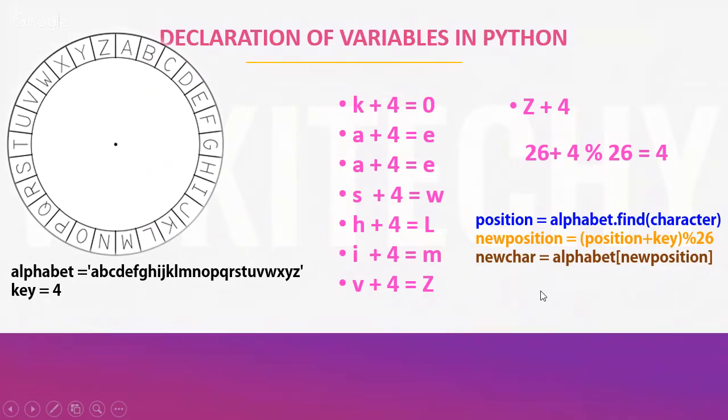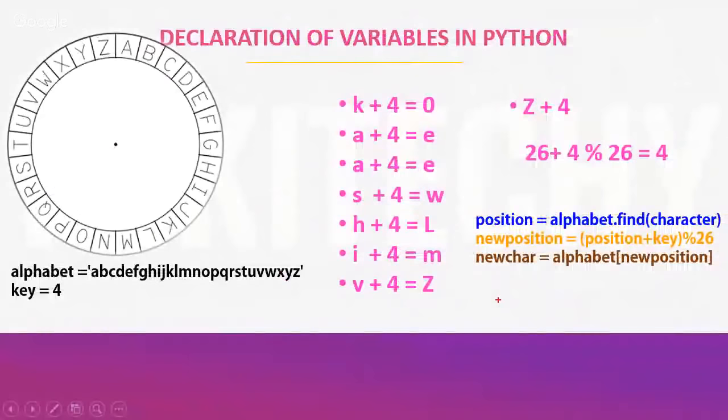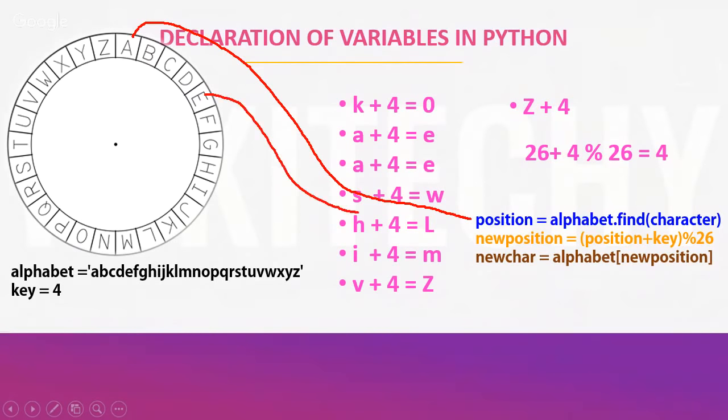This is a piece of code I'm going to show you now. So find the position of the character, and find the new position of the character with this line. Okay, the new position is 5, and take that character and display it here. So this is how my code is working. Okay, let's move on.